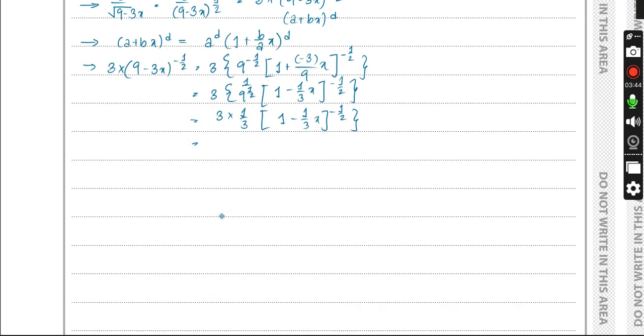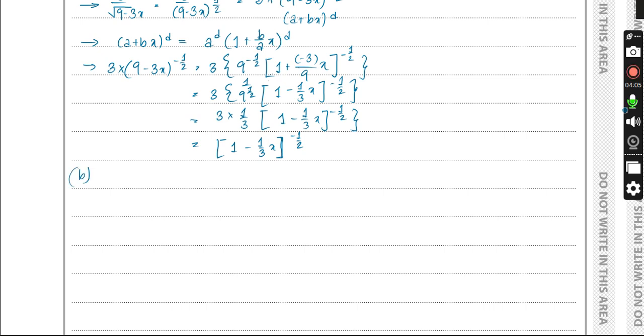So this would be 1 minus 1 by 3 x to the power minus half. So that is it for part A.